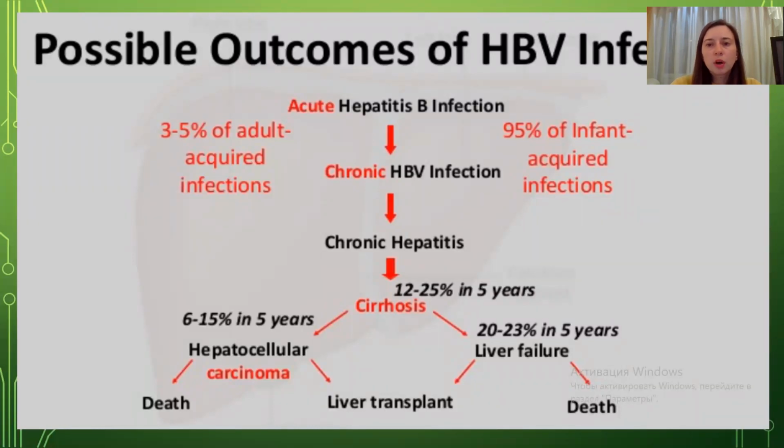And possible outcomes of HBV infection. You may see acute hepatitis B infection, which may transfer to chronic hepatitis B, then chronic hepatitis to cirrhosis, and cirrhosis may progress to hepatocellular carcinoma, liver failure, and liver transplant.